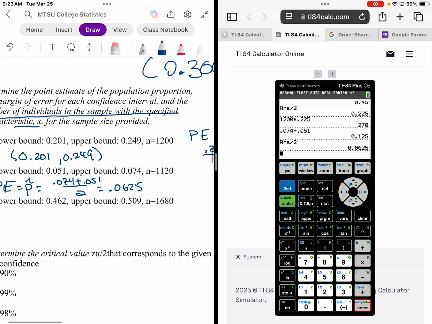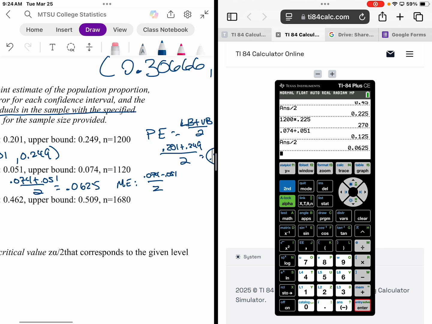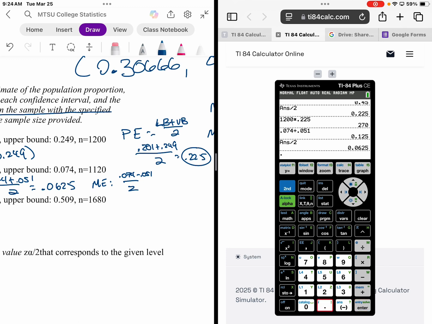And then for my margin of error, that is just the subtraction between those two things divided by 2. So 0.074 minus 0.051 divided by 2. And that is 0.0115. So that's my margin of error.